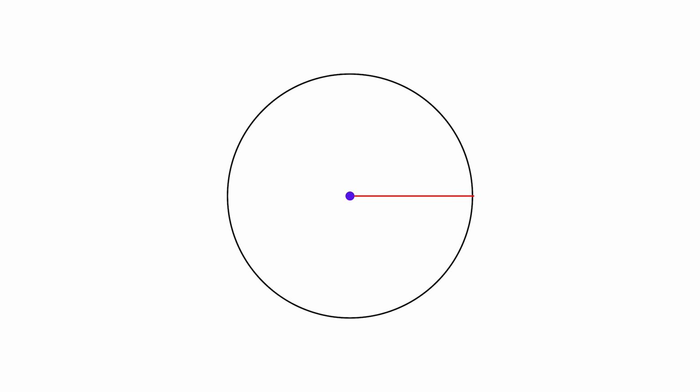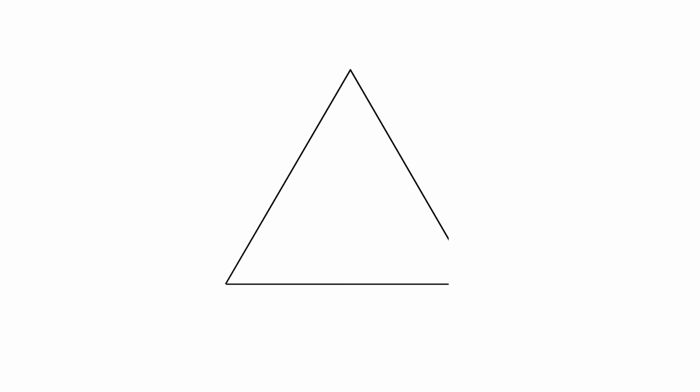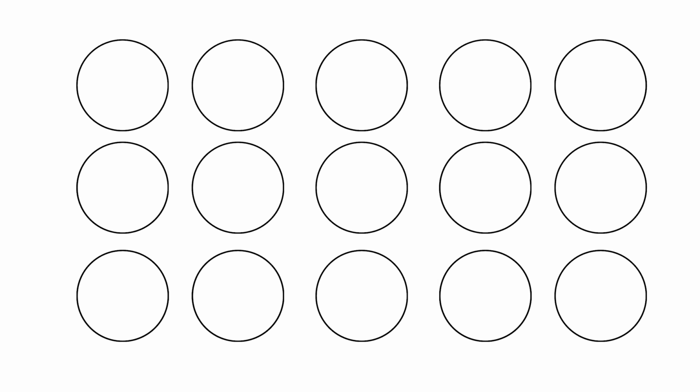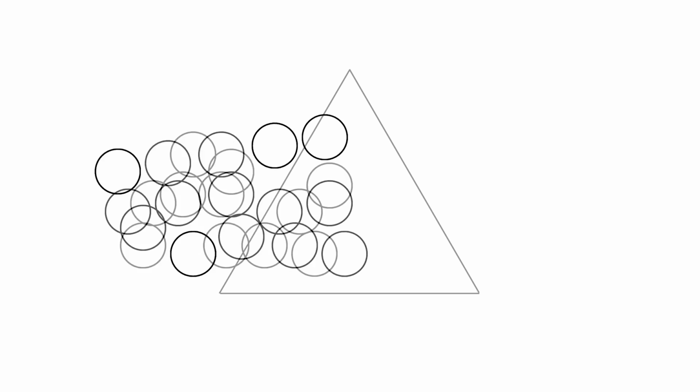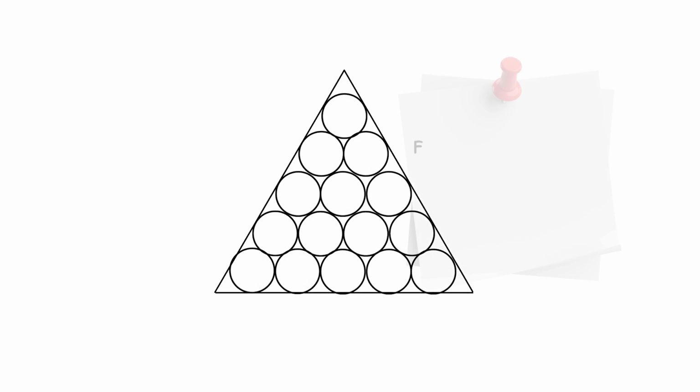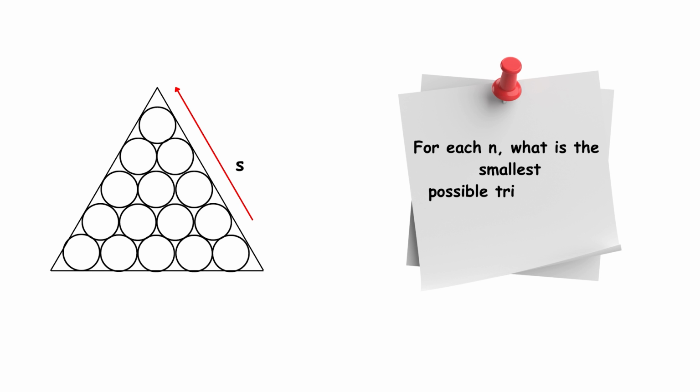Erdős-Oler conjecture. A unit circle is a circle whose radius, the distance from the center to the edge, is 1. An equilateral triangle is a triangle where all the side lengths are the same. Suppose you have a certain number n of unit circles, where n is at least 1, and you want to pack them into an equilateral triangle with no overlap. For each n, what is the smallest possible triangle side length, s?